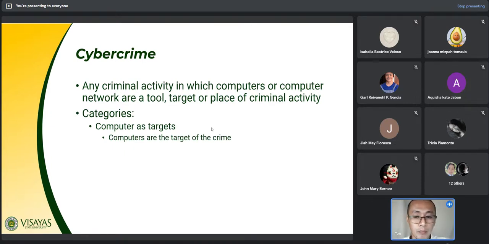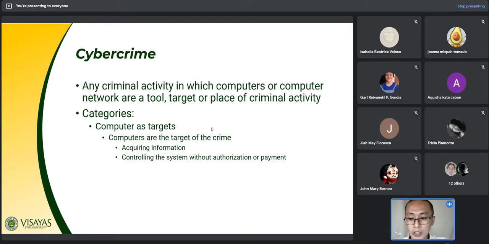Sometimes they attack a specific computer. Example, class, the denial of service attack. In a denial of service attack, class, they are trying to attack computers. So the targets there are also computers, and that's an example of computers as targets. Then another example, class, for computer as targets is acquisition of information. When you target a computer for the purpose of acquiring information stored in the database of this computer, then that's a cybercrime. You targeted a computer.